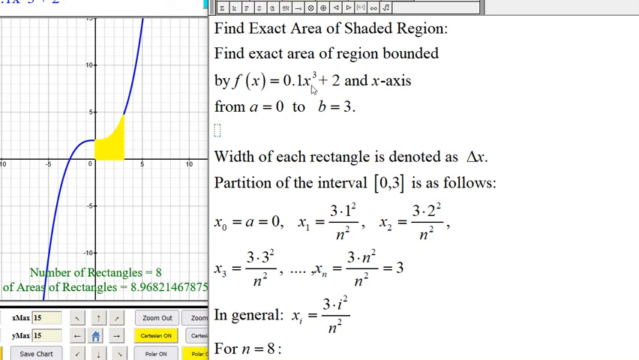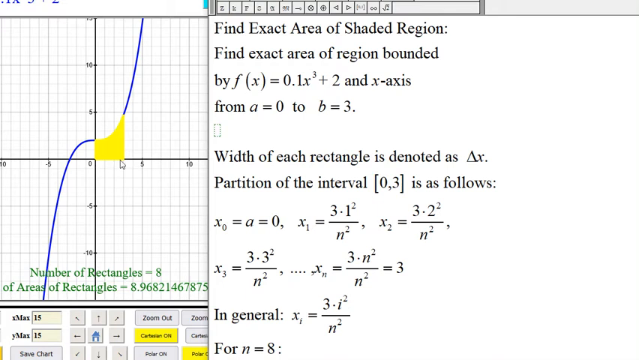Here we have the function f of x equal to 0.1 x to the third plus 2, and we want to find the area of the region bounded by the graph, between the graph and the x-axis, and from 0 to 3. So this is the graph for f of x equal to 0.1 x to the third plus 2.